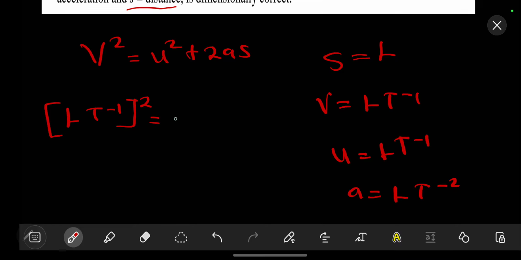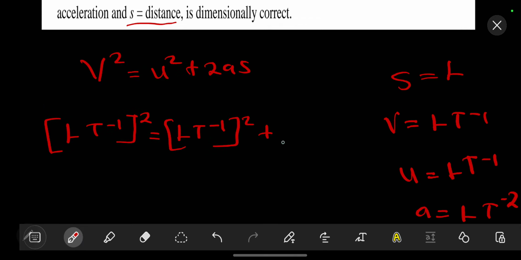Also, our initial velocity will also be equal to LT raised to the power -1, then we have it to the power 2, then plus. We have our acceleration as LT raised to the power -2, so we put LT raised to the power -2 like that. Then we have our s. Let's just delete the velocity. Our s shall be assigned the unique letter L, which means the length, like that.